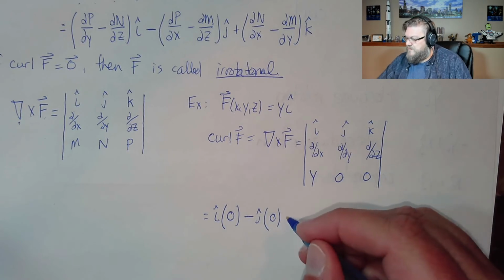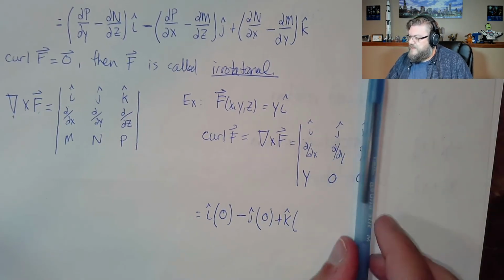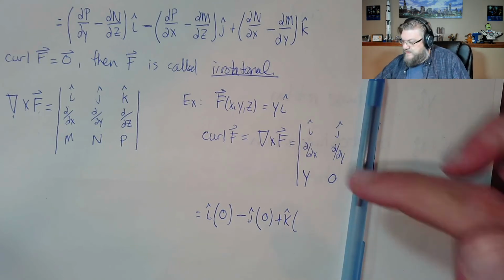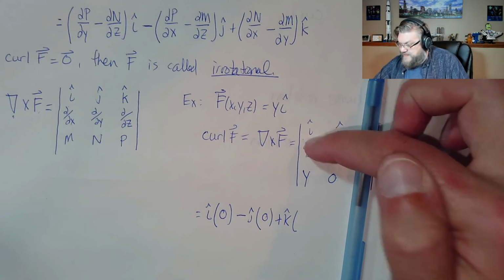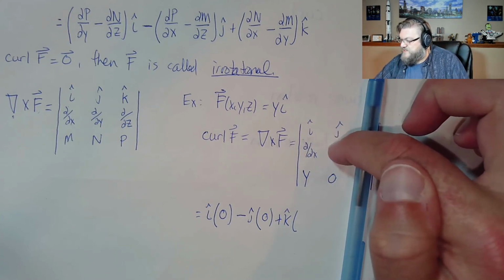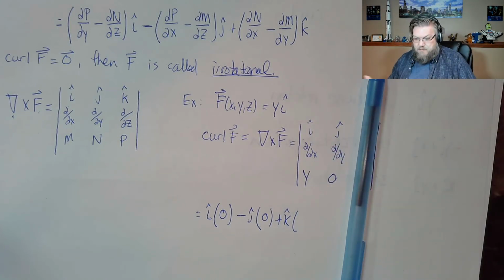Okay. Plus k. And how do we get the k? Let's see what we got here. Hide the column of k. Take the partial with respect to x of 0, still 0, minus the partial with respect to y of y. What's the derivative of y with respect to y? 1.